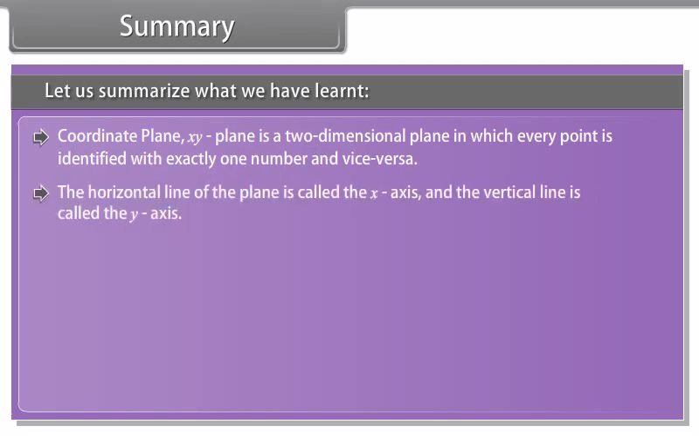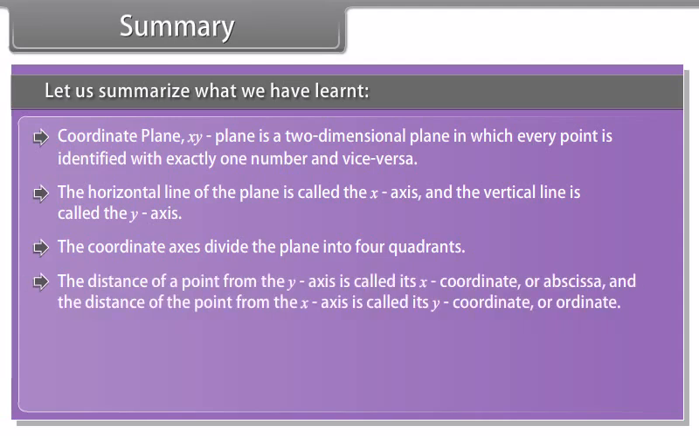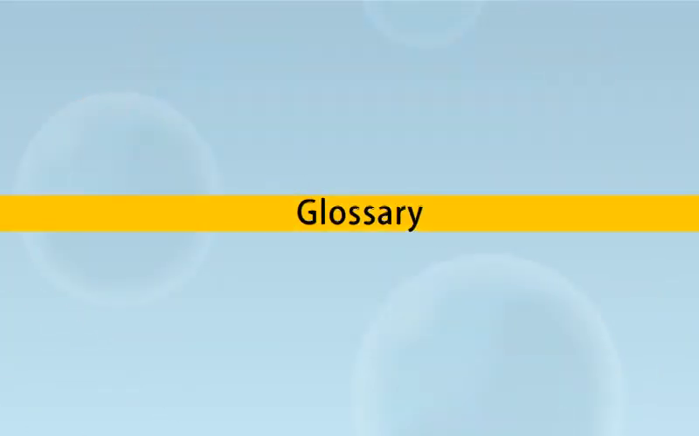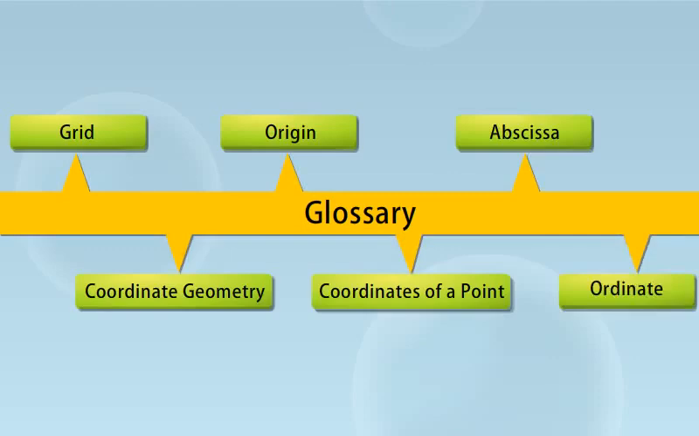Summary. Let us summarize what we have learned. The coordinate plane, or XY plane, is a two-dimensional plane in which every point is identified with exactly one number and vice versa. The horizontal line of the plane is called the x-axis and the vertical line is called the y-axis. The coordinate axes divide the plane into four quadrants. The distance of a point from the y-axis is called its x-coordinate or abscissa, and the distance of the point from the x-axis is called its y-coordinate or ordinate. The coordinates of the origin are (0, 0). The coordinates of a point are of the form (+, +) in quadrant 1, (-, +) in quadrant 2, (-, -) in quadrant 3, and (+, -) in quadrant 4.